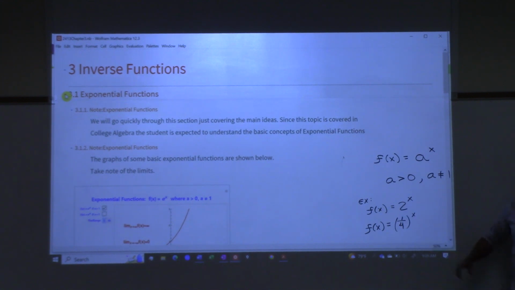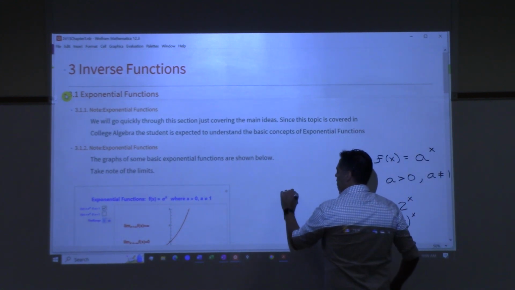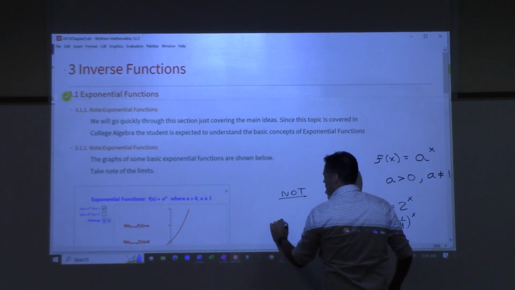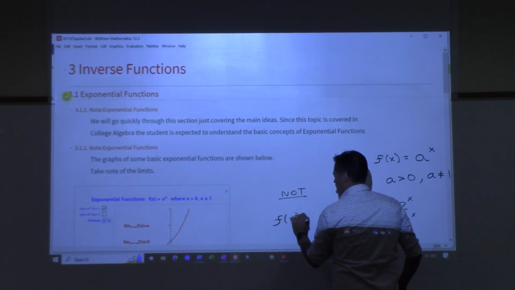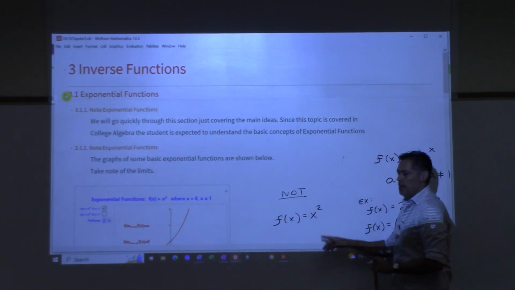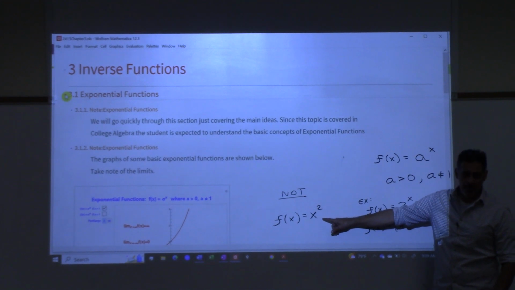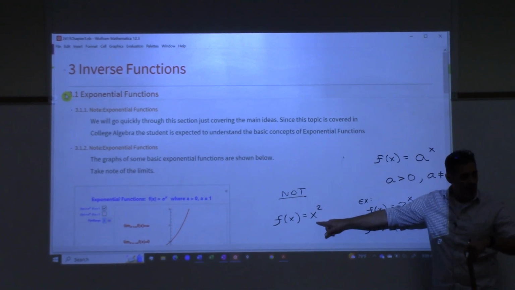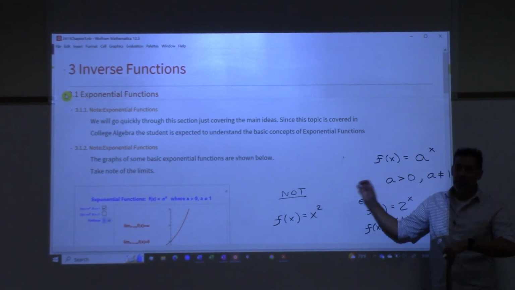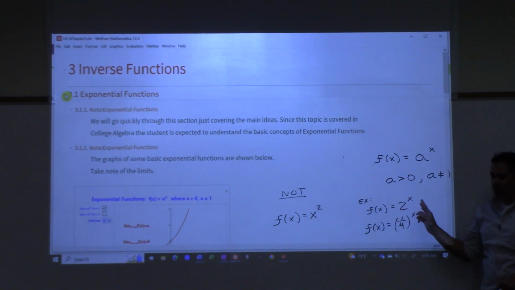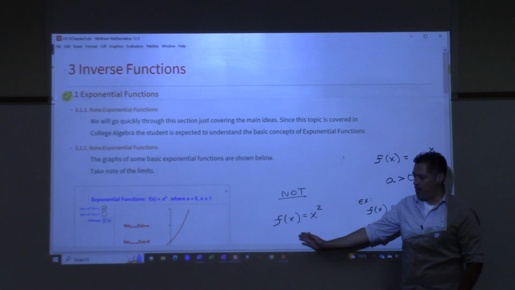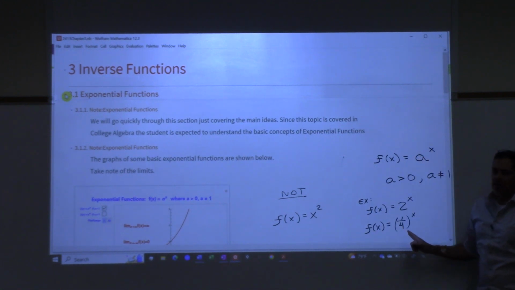So do not confuse this with this. This is a polynomial function because your x is in the base and the exponent is a number, right? You see, it's like they switch places. This is an exponential function. This is a polynomial function. We are interested in these right now.